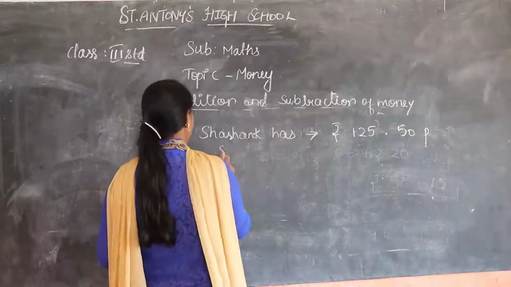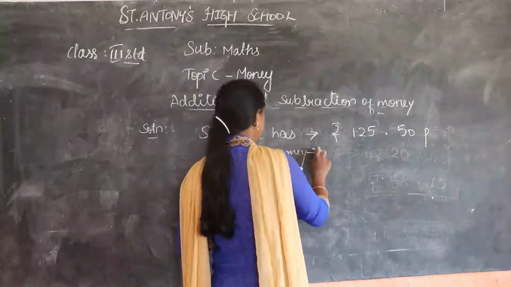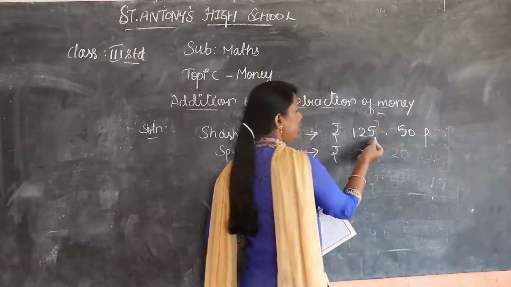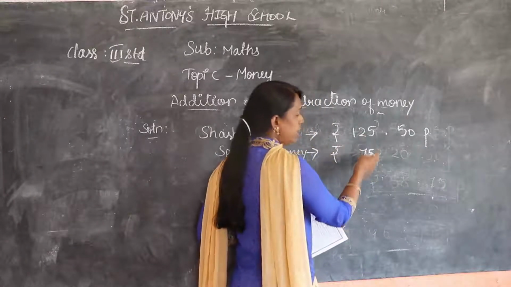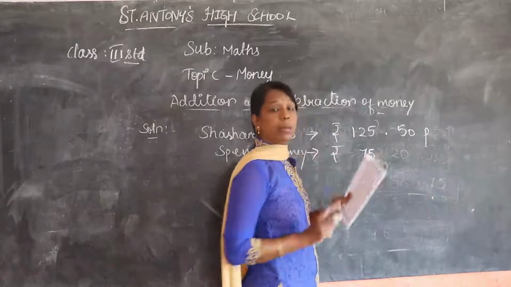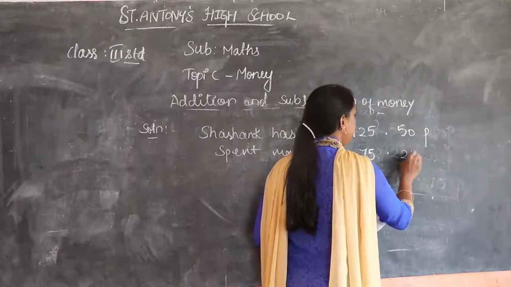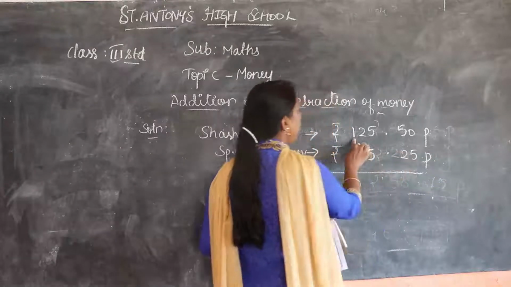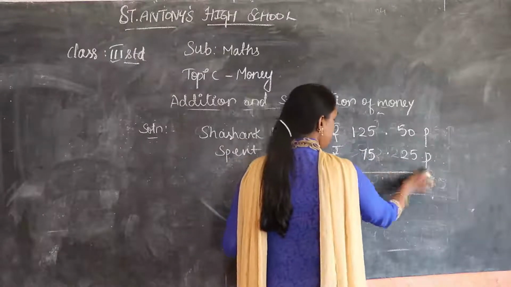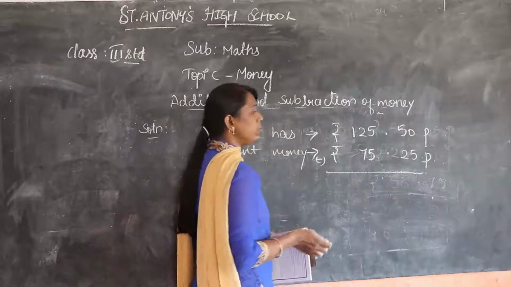The money spent to purchase the doll is rupees 75. Below the unit place we have to write 5. In the tens place we have to write 7. There is no number in the hundreds place. Write down the numbers in the correct places. After that, how much paisa? 25 paisa. Children, rupees 125.50 is the minuend, and rupees 75.25 is called the subtrahend. Now we have to do the subtraction.